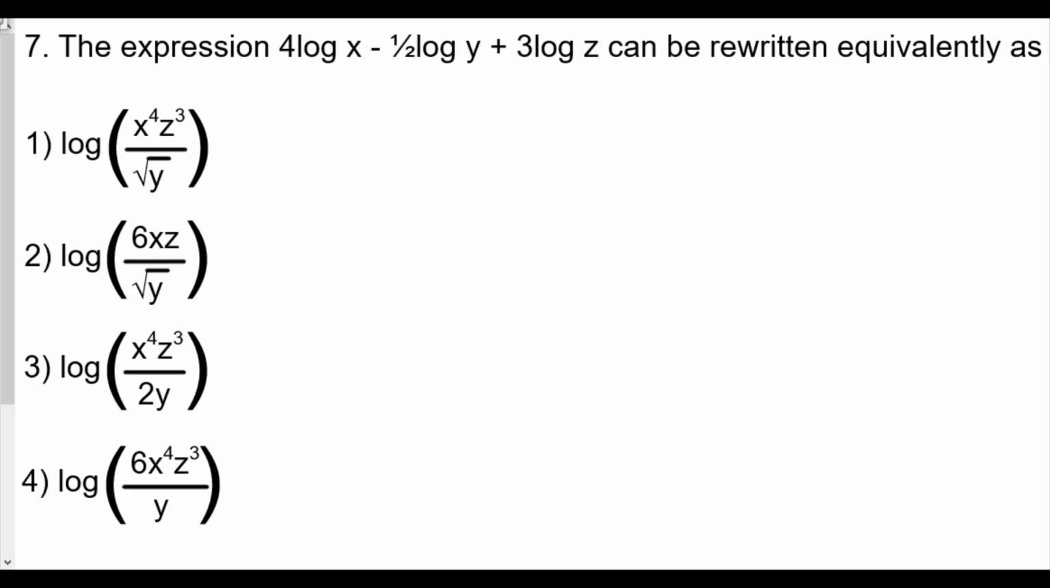The expression 4 log x plus 1/2 log y plus 3 log z can be written equivalently as... well, let's now try to put this together as a single log. The very first thing I want to deal with are these coefficients. And to do that, we're using our power rule.